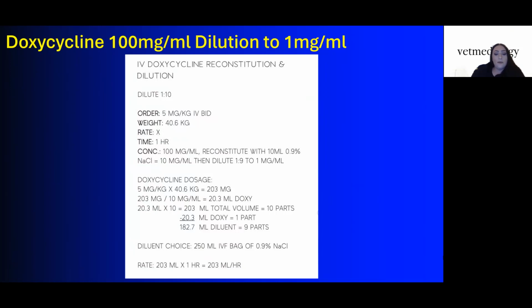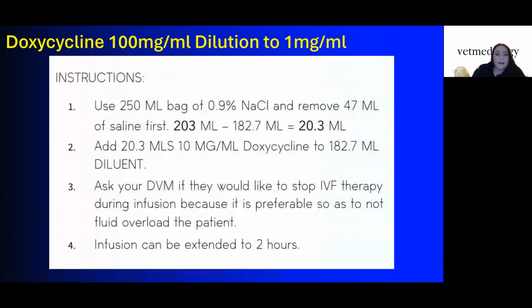So 203 mils times 1 hour gives you 203 mils an hour. If you wanted to go ahead and extend it, that would be a little bit different, but generally 1 hour is what it goes over.